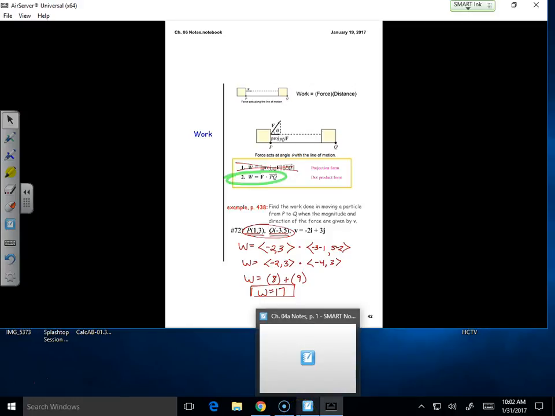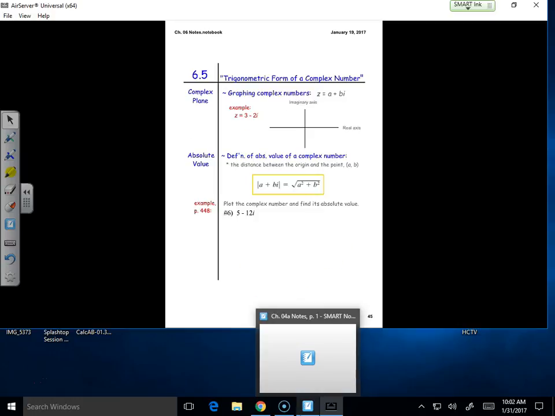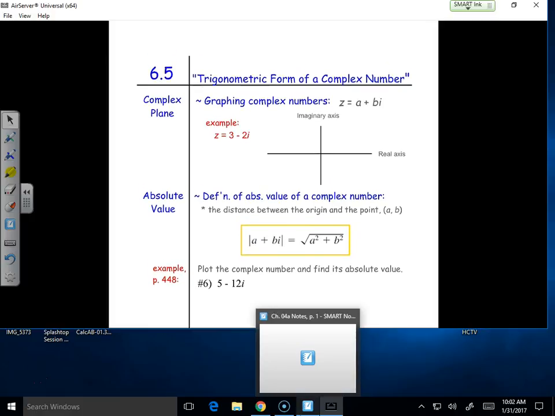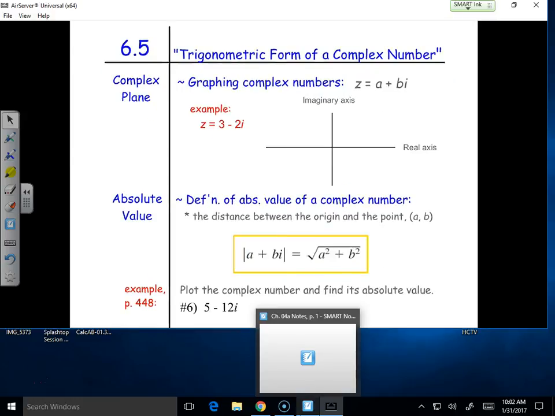See, 6.4 wasn't bad. 6.3 was bad because it was all the intro to vectors. 6.4 was just a little bit further application. What's 6.5? Let's check it out. That's fine. Complex numbers. This is random or maybe not. Fine. Trigonometric form of a complex number. A little bigger. Trigonometric form of a complex number.